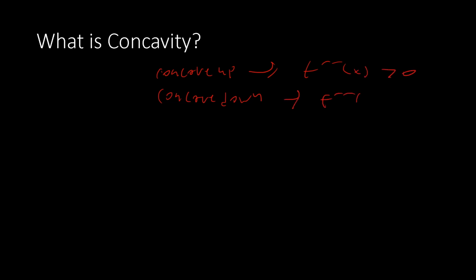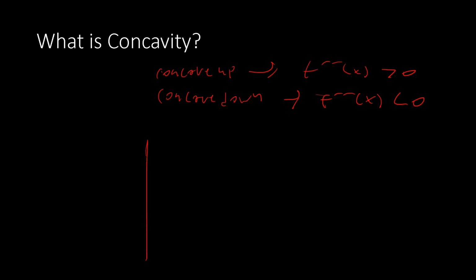So what is concavity? Well, concavity is an aspect of a function at a certain point. So at a certain point, a function can be concave up, or it can be concave down. Concave up means that the second derivative is positive, and concave down means that the second derivative is negative. What does this really mean? This means, first of all, that at maximum points, we will have concave down, as we talked about in our last video, and at minimum points, we'll have concave up.